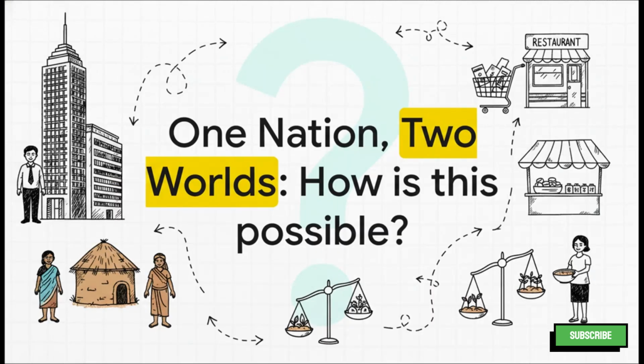I mean, have you ever looked at a country and just wondered how it can have these glittering, super modern cities and at the same time, these really traditional rural villages? It's like you've got one nation, but two separate worlds running side by side, you know? And there's this huge gap between them. So the big question is, how is that even possible?